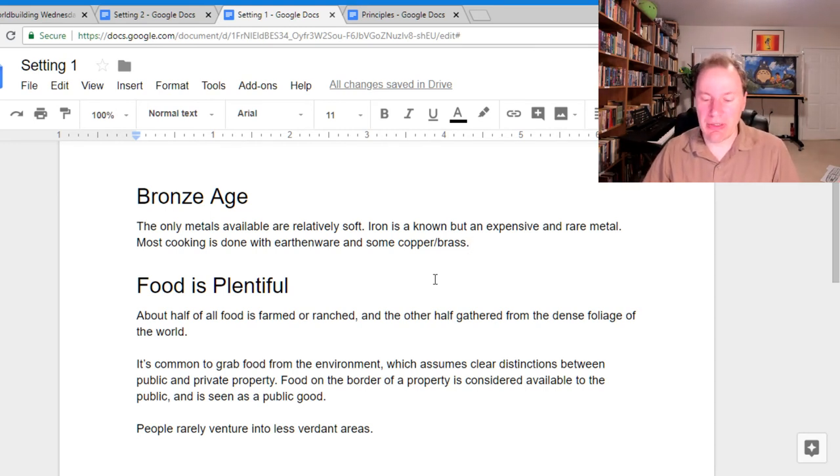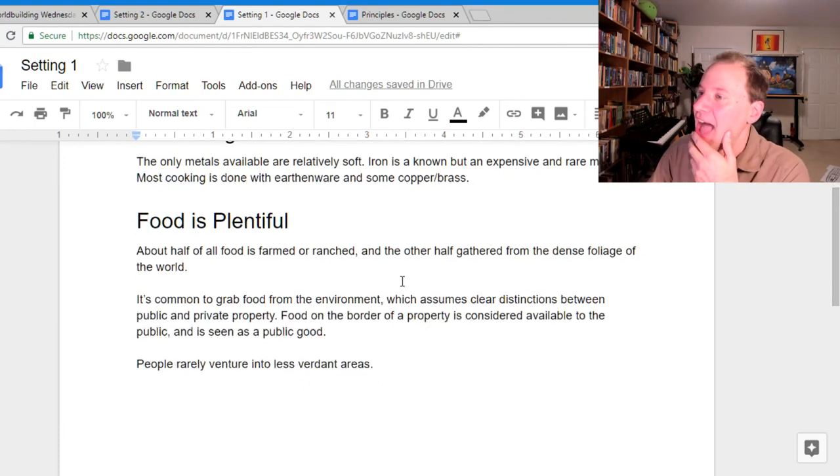Where you can build an oven, because an oven is basically just bricks and heat. But it's harder to fry an egg in an effective way. In a way that's very controlled. Then food is plentiful. About half of all food is farmed or ranched. The other half gathered from the dense foliage of the world. It's common to grab food from the environment, which assumes clear distinctions between public and private property. Food on the border of a property is considered available to the public and is seen as a public good.